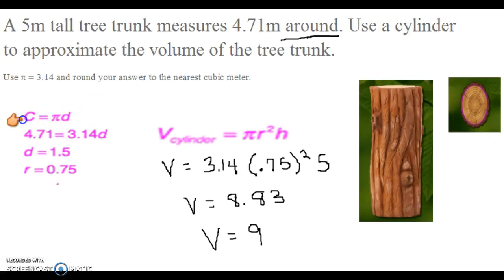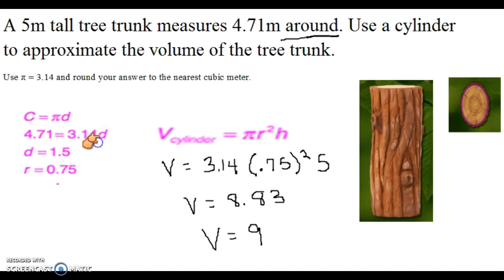So the first step here is you're going to use the circumference formula to find the radius, because in the volume, here's the volume of a cylinder, pi r squared h. They've given us our h as 5, but we need our r, and they've given us the circumference. So we'll plug in 4.71 for the circumference, 3.14 for pi. And remember, don't use your pi button when they tell you to use 3.14, because you'll get a slightly different rounding, and that will make you miss the question if it's a fill in the blank.